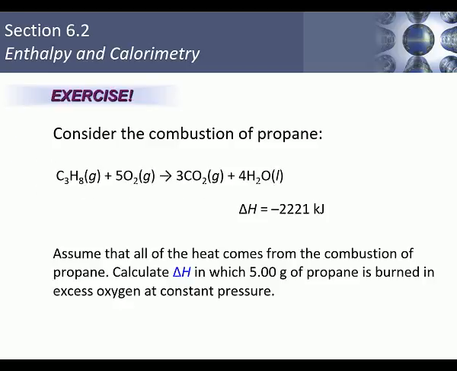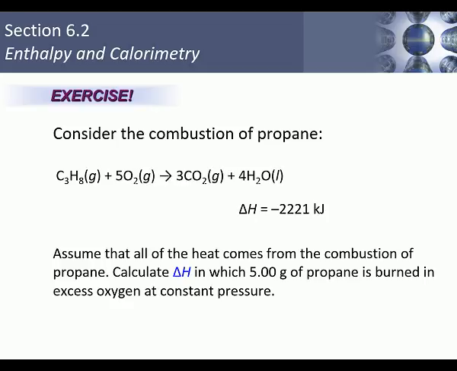And so, let's start off with the idea of putting that into practice. Consider the combustion of propane. That's a 3-carbon molecule combusting with oxygen. And we have a delta H, a change in enthalpy, of negative 2,221 kilojoules. If we assume that all of that delta H comes from the combustion of propane, we want to calculate the change in enthalpy in which 5.00 grams of propane is burned.